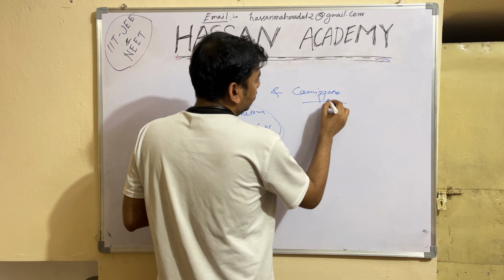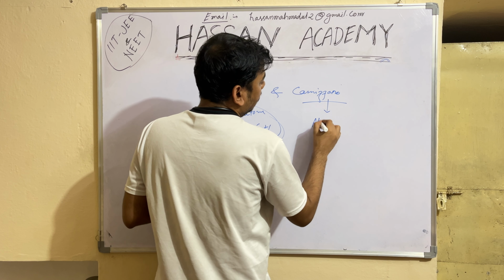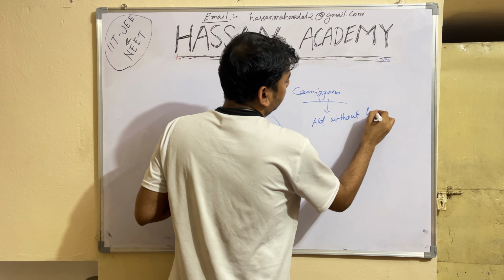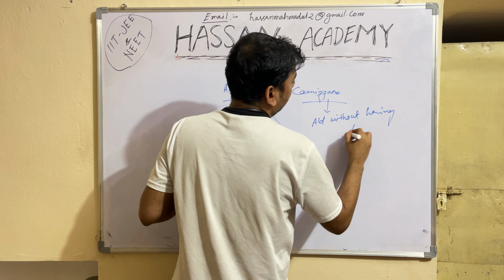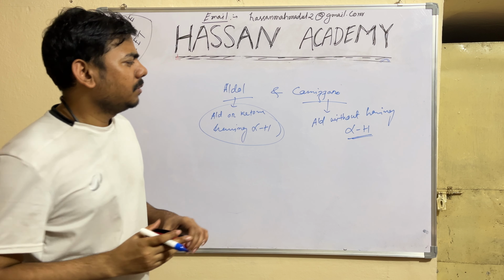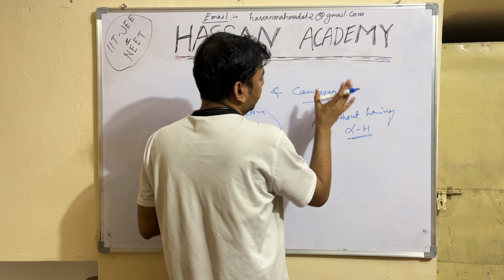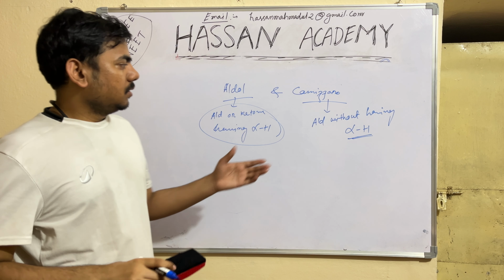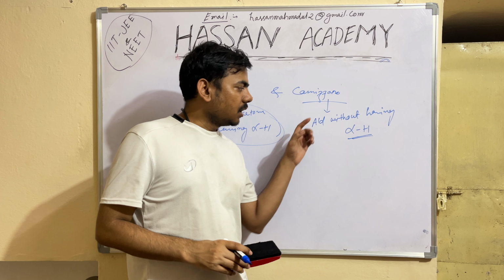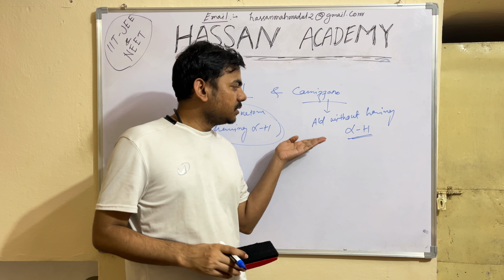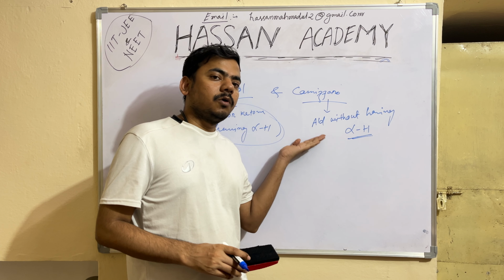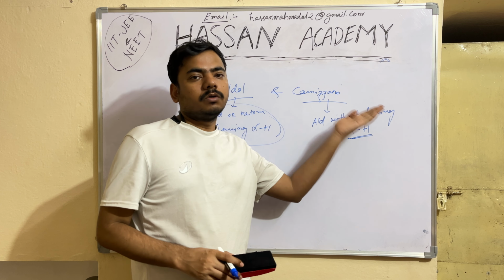But in case of Cannizzaro, what do you know? Aldehyde without having alpha hydrogen reacts with concentrated NaOH or 50% KOH, then they give the Cannizzaro product. We already know that one of the products will be oxidized, another will be reduced. If you are doing simple Cannizzaro, then it is disproportionation: the same compound is going to be oxidized, and the same compound is going to be reduced.